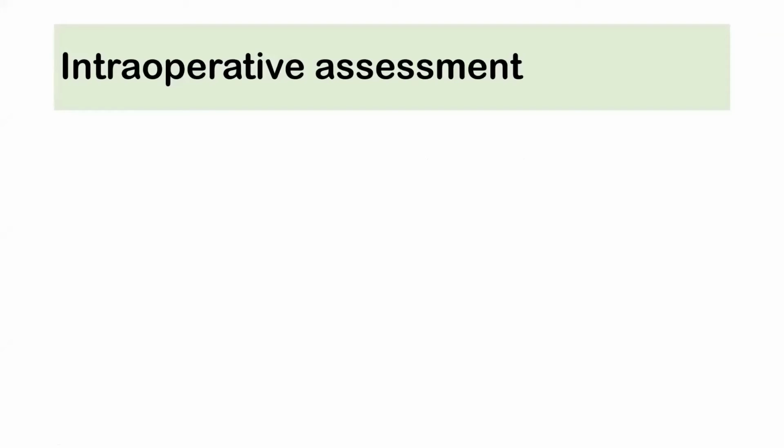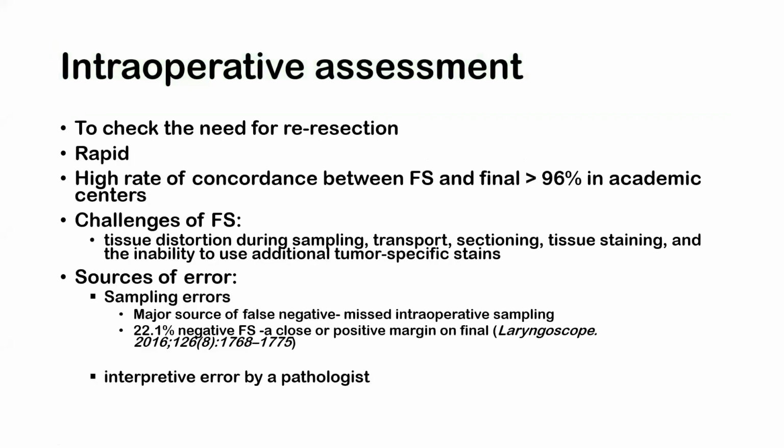And just lastly, about the frozen section assessment. Frozen section assessment is basically to check the need for resection or revision, and its advantage is that it is a rapid test. You can get the report on the table within 15 to 20 minutes, and there is a high rate of concordance between the final and the frozen section. In most of the academic centers, it is upwards of 96%.